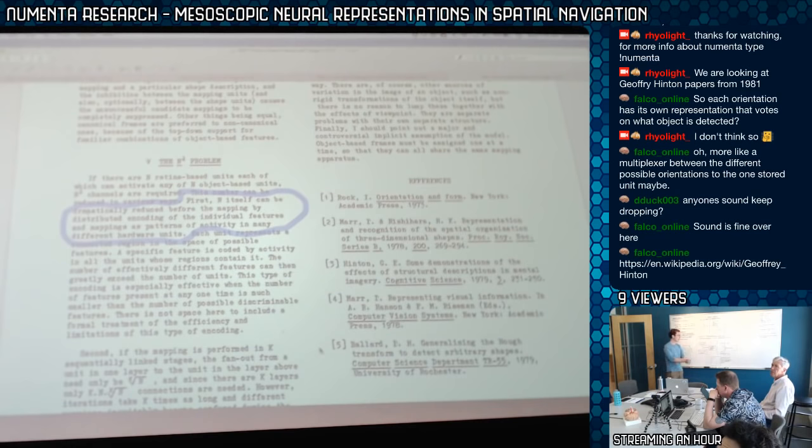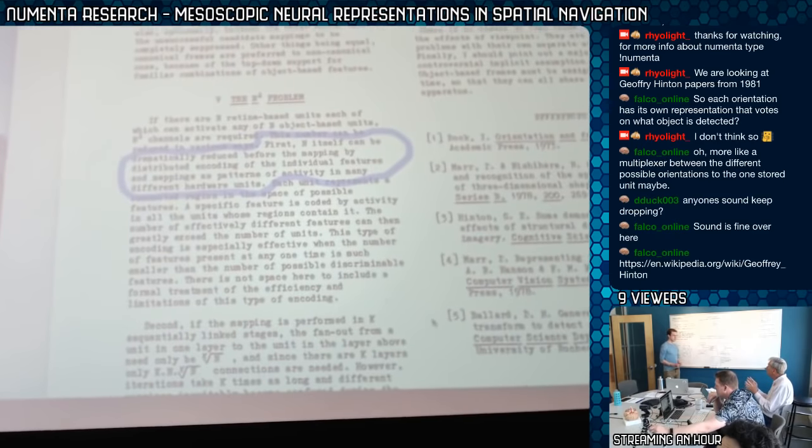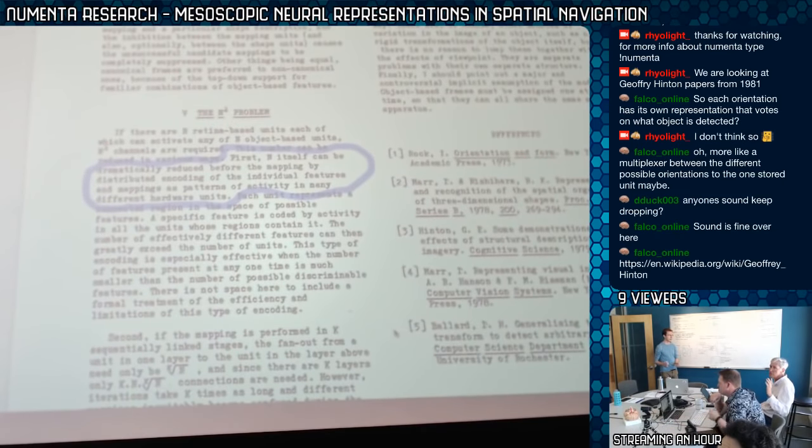He says the specific features are coded by activity in all the units which regions contain. So that's a population code. Feature is a population code of units. So that's consistent. The number of effectively different features can greatly exceed the number of units. That's just like us too, right? Yeah. And so this type of encoding is especially effective when the number of features present.